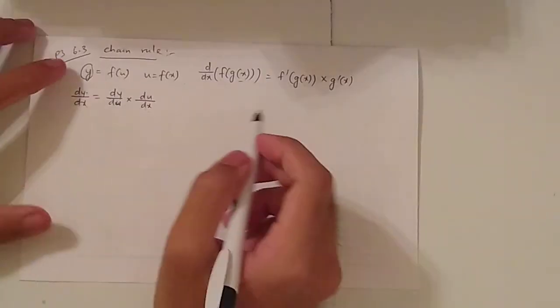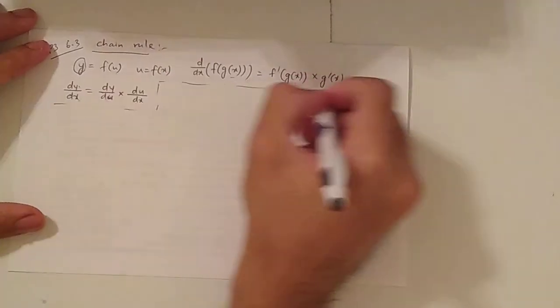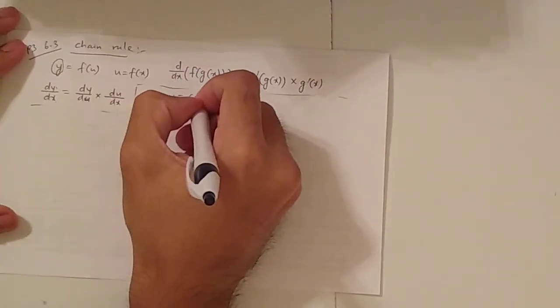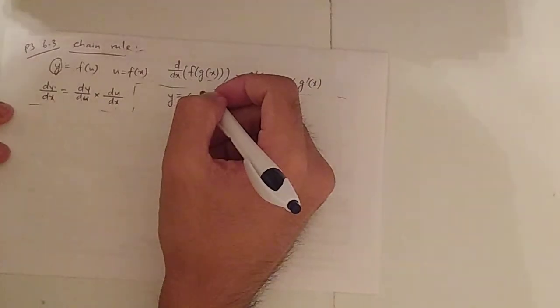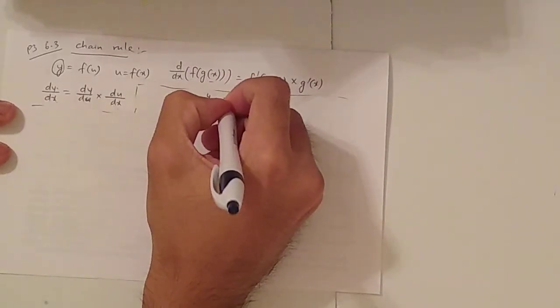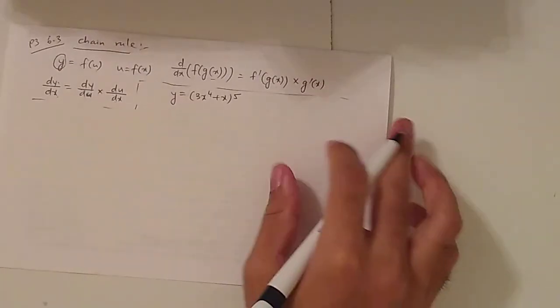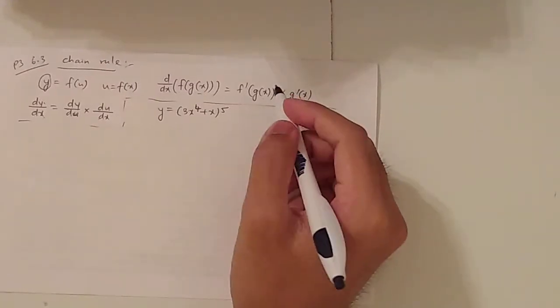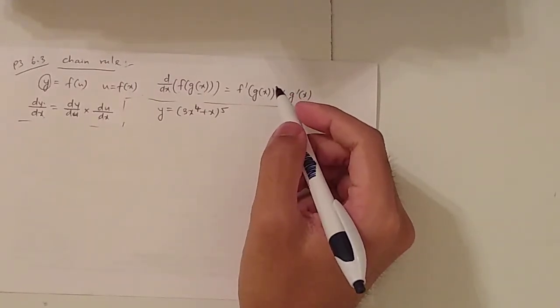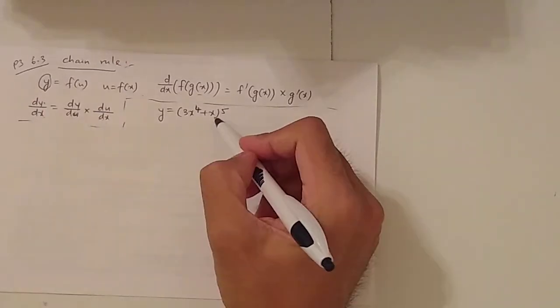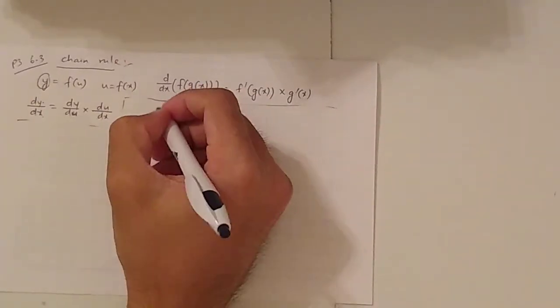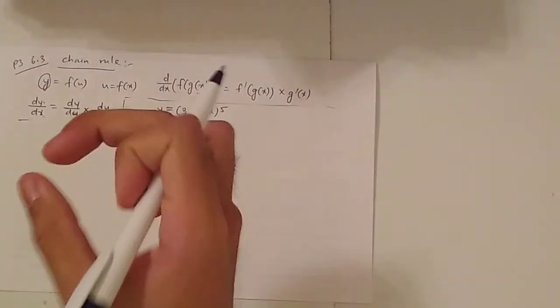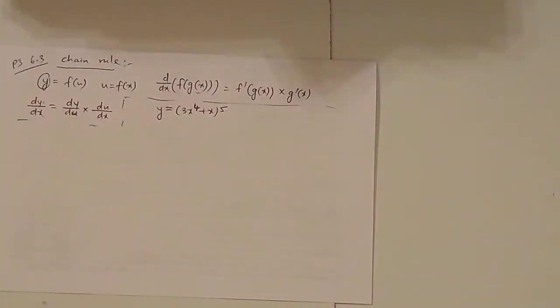In this example, we have y is equal to (3x^4 + x) the whole raised to 5, and I need to find out what dy by dx is. Now, if we were doing P1 mathematics, the method we would use to solve this would be to expand this, and after determining each and every term of the expansion, we would differentiate each term individually.